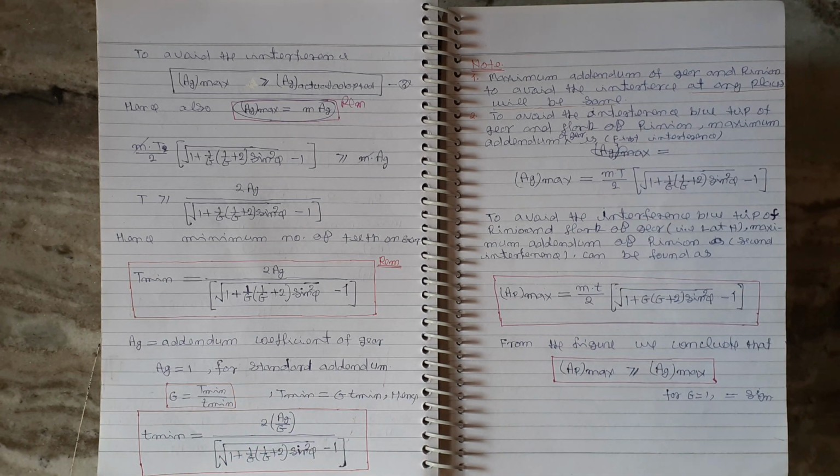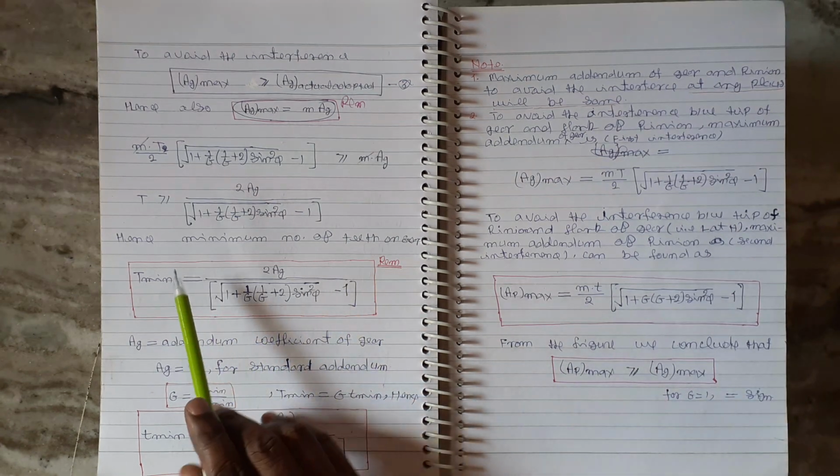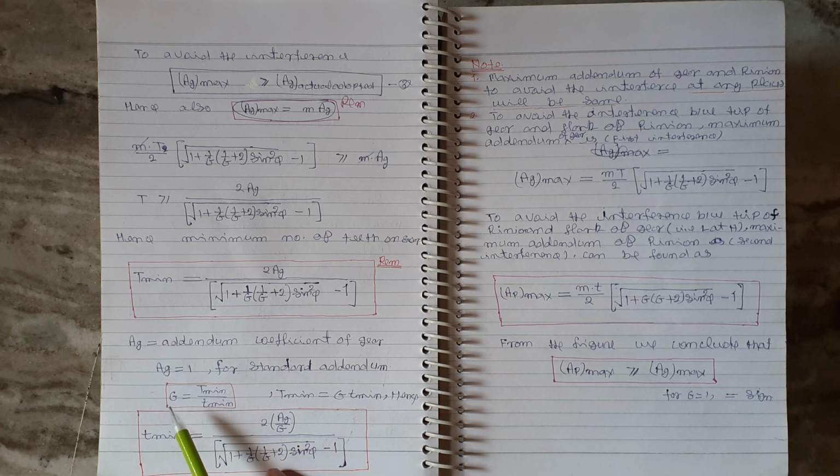So first you calculate the minimum number of teeth on the gear from this formula. Then by using this gear ratio formula, you can calculate the minimum number of teeth on the pinion, or directly from this formula you can calculate the minimum number of teeth on the pinion.